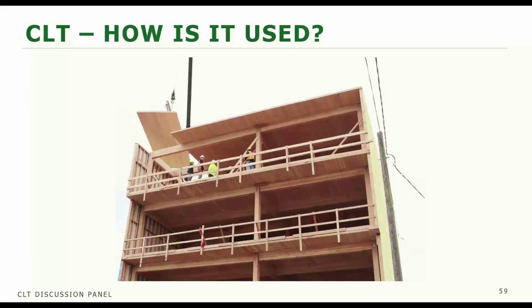Here's a picture of the last panel being flown. This structure utilized light frame wood walls with glulam beams for the main beams and glulam beam columns as well. And this was one of the first uses of a CLT as a diaphragm in the United States.